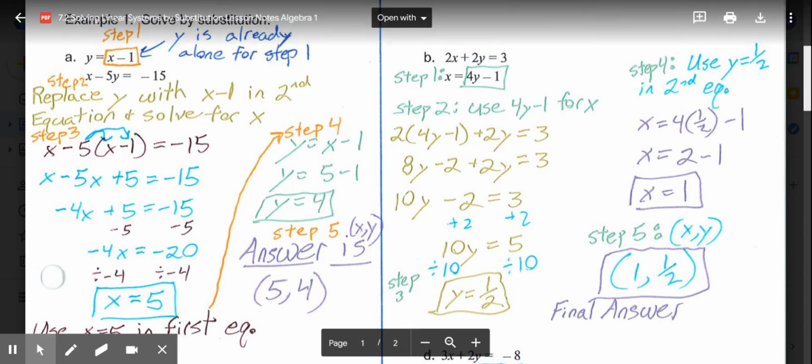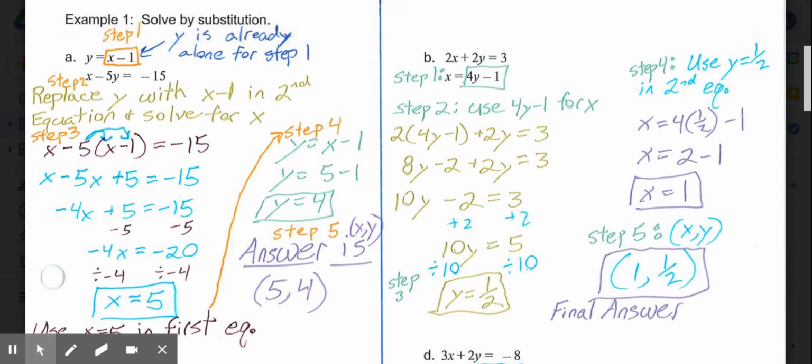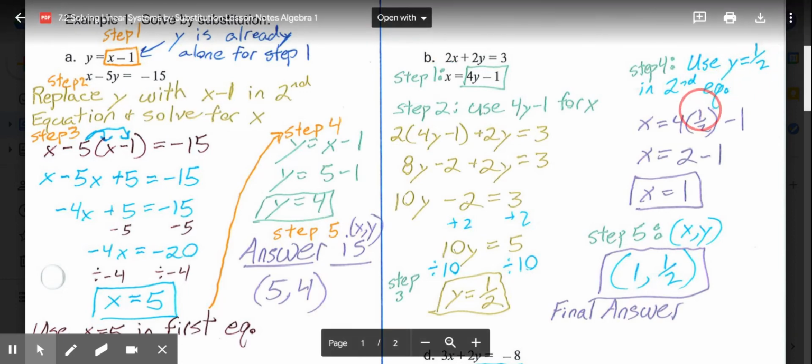So then in step 4, I'm going to use that info, y equals 1/2, in the second equation that we didn't use yet. So we already used our top equation, so we need to use the bottom equation. We're going to substitute 1/2 in for y. So x equals 4 times 1/2 minus 1. So x equals 2 minus 1, which means x equals 1. Now writing our answer as an ordered pair, x comma y, x always has to come first. So our answer would be 1, 1/2.